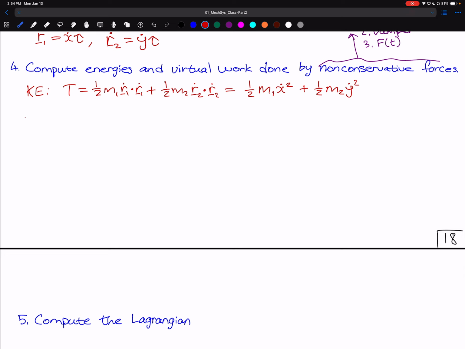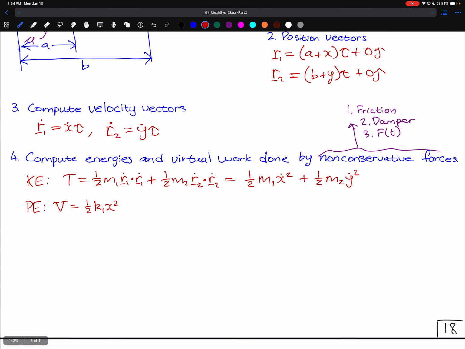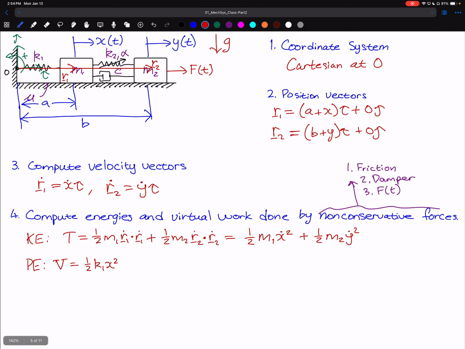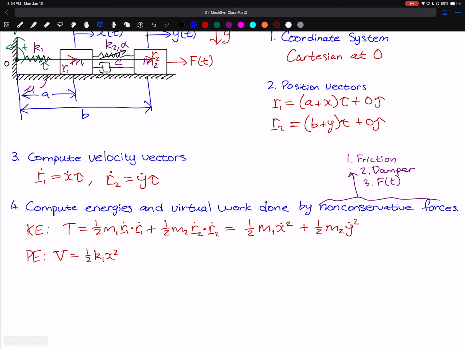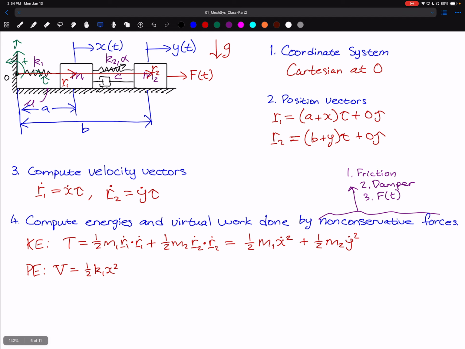We're going to look now at the potential energy, or the PE in this case. For this system, big V is going to be equal to 1/2 K1 times x squared. So the deformation of this spring with K1 is purely just x, meaning that for any value of x, the force produced by that spring is going to be K times x, and therefore the potential energy is 1/2 K1 x squared.